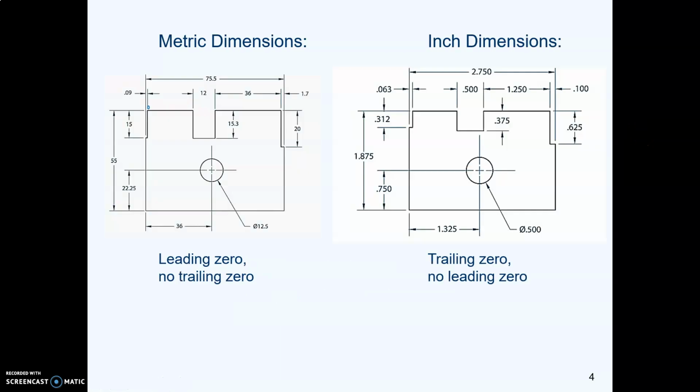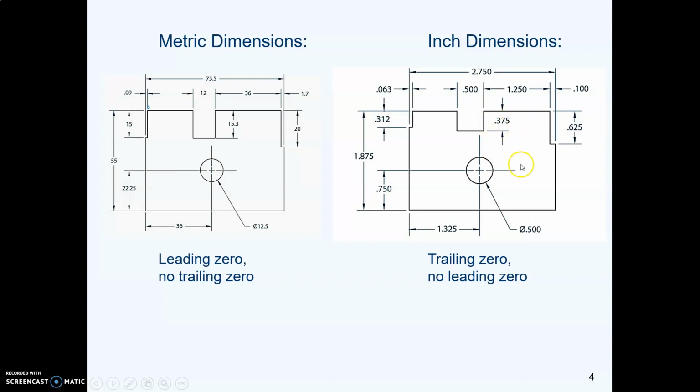Here is a part dimensioned with millimeters on the left and with inch dimensions on the right. So notice in the metric dimension, oh brother, I should have proofread this before I stole it from a different book. So he forgot his leading zero. Well, anyway, let's look at our inch dimensions, because that's what we're really focused on in most of the drawings that we do in this class.